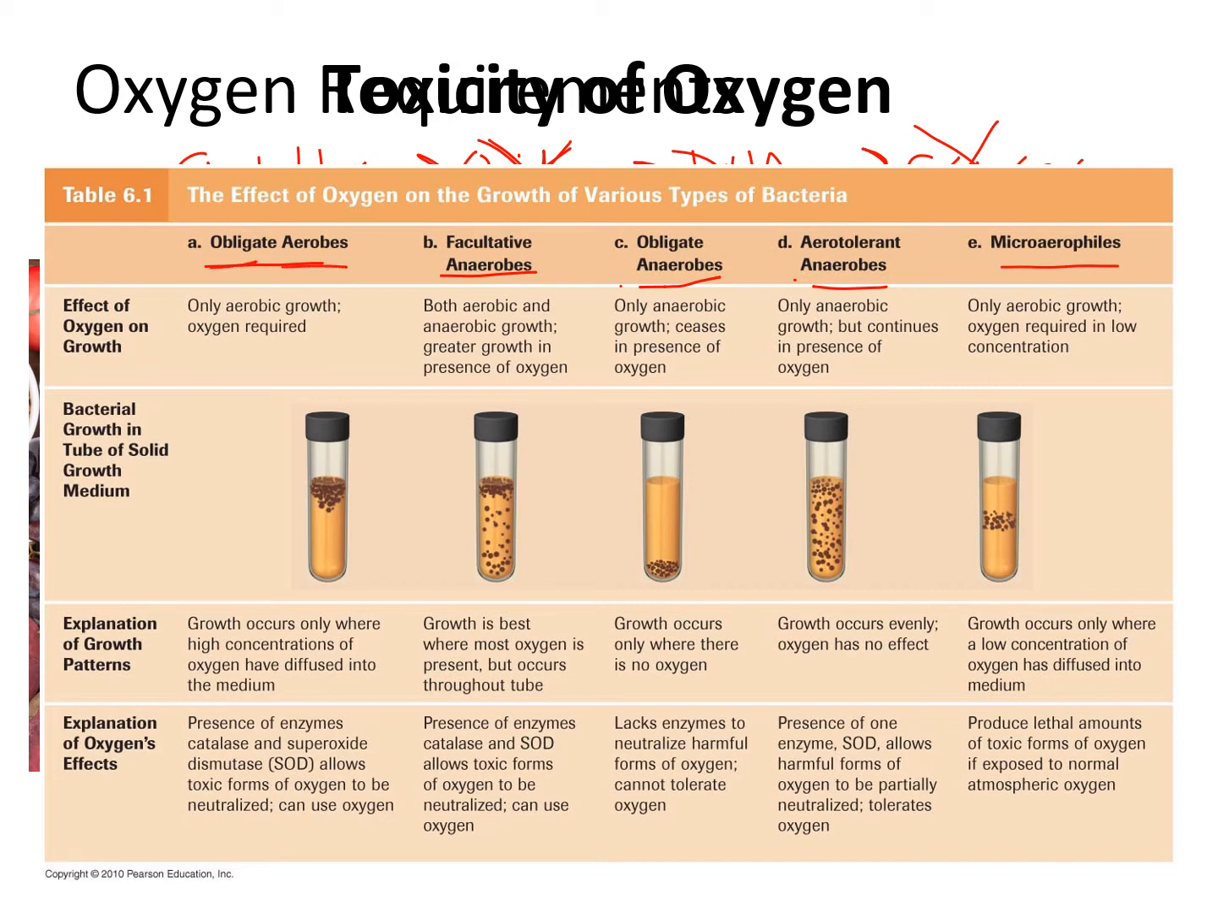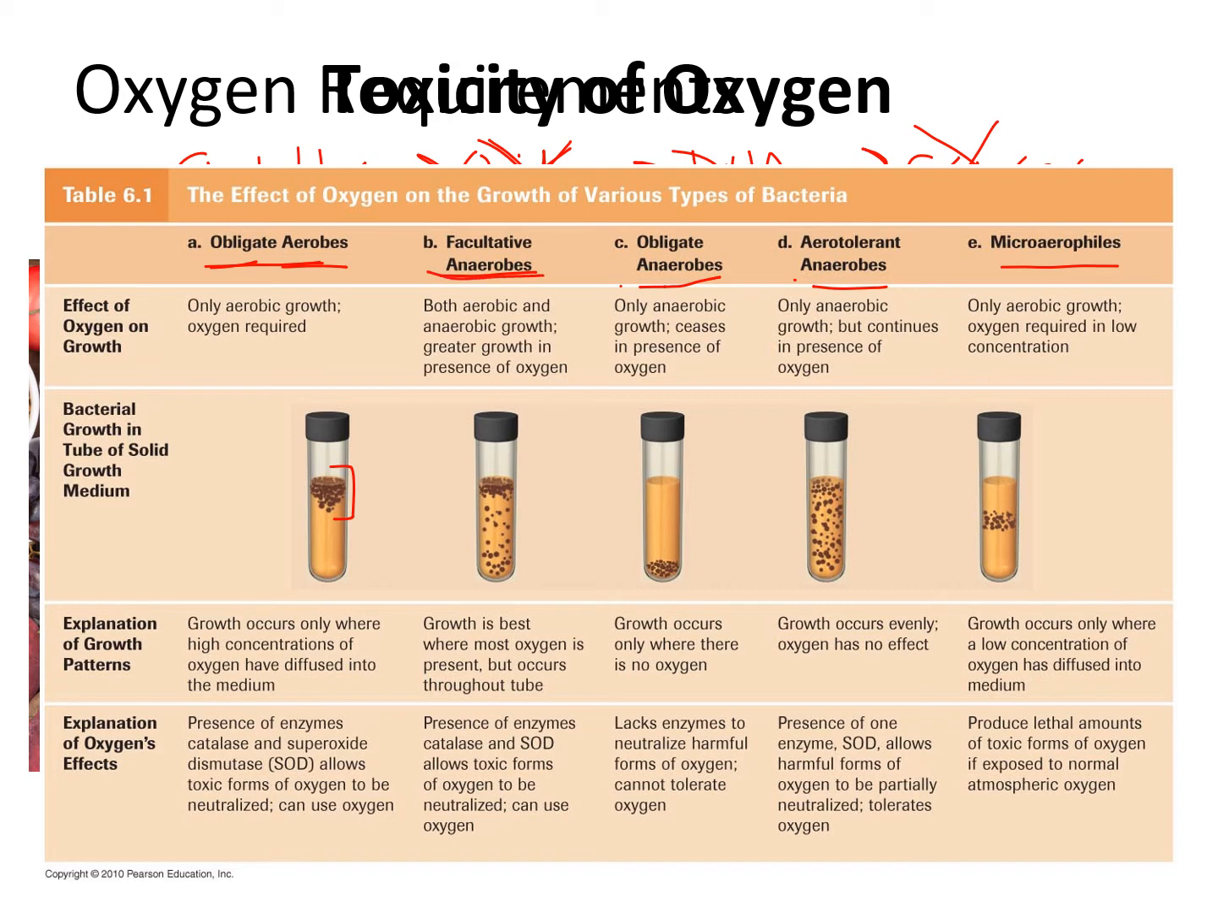Obligate aerobes. Obligate means they are required. Aero refers to oxygen. So these are organisms that require oxygen. And the reason they require oxygen is because they can only perform aerobic respiration. And when you grow them, they can only grow where oxygen is present. So of course, because they require oxygen, they will have the enzymes to detoxify the oxides.